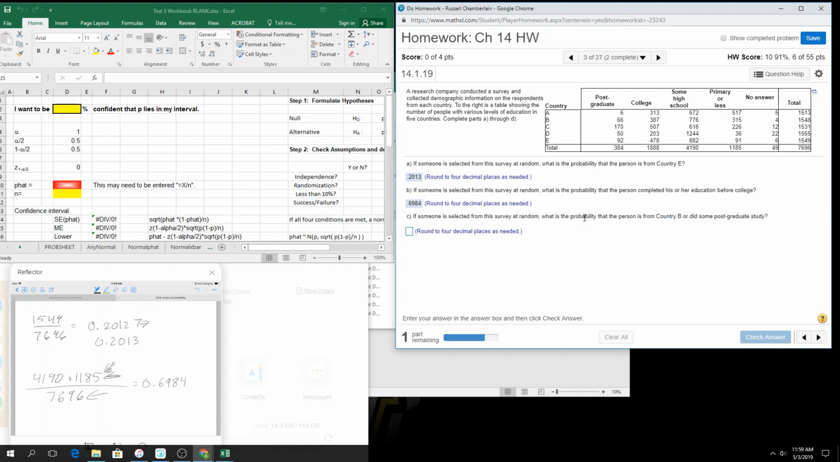Like in this case, right? What is the probability that a person is from country B or did some postgraduate study? Yeah, there's some overlap there. So that would be like applying our probability formula, which I'll be giving you guys on the final. The probability of event A or event B is the probability of event A plus event B minus the probability of A and B. So if we notice our disjoint and independent language here, this is 0 equals 0 if disjoint.